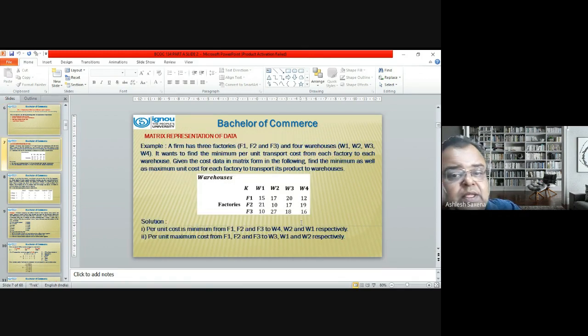Now we will see, first of all, what we mean by matrix representation of data. Suppose we take up an example. A firm has three factories, F1, F2, F3, and it has four warehouses, W1, W2, W3, and W4. It wants to find the minimum per unit transport cost from each factory to each warehouse. Given the cost data in matrix form in the following, find the minimum as well as the maximum unit cost for each factory to transport its product to the warehouses.